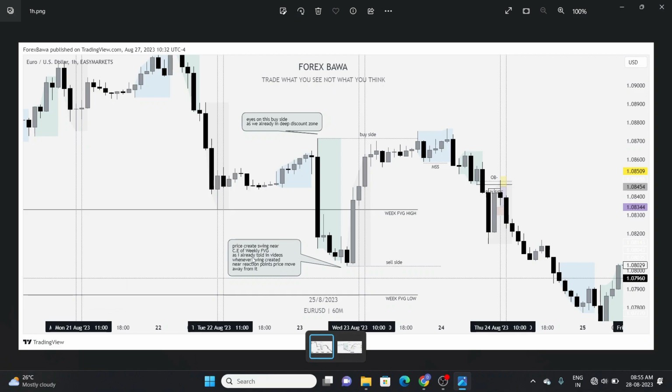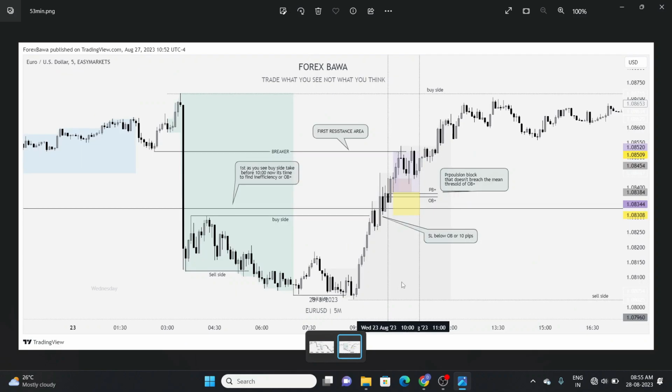Okay, as I already told in the video, when a swing is created near a reaction point, the price moves away from it. You can see that. What are the near reaction points? Fair value gaps, order blocks, and other things. All right, so we can expect a pullback there, and in the lower time frame, what do we see here?